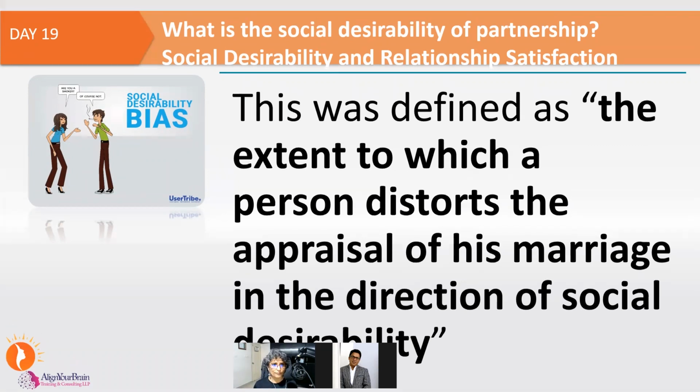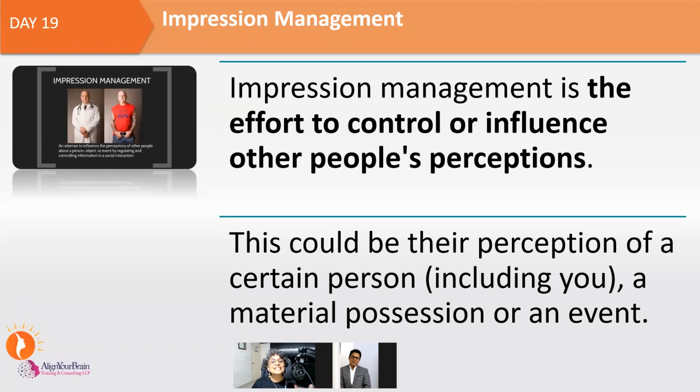Now, this is leading to another topic, which is actually within social desirability bias, which is impression management. It is an attempt to influence the perceptions of other people about a person, object, or event by regulating and controlling information in a social interaction. Whatever I've spoken about from day one to day 19 is all about the self and linking that to social interaction. So impression management becomes very, very critical.